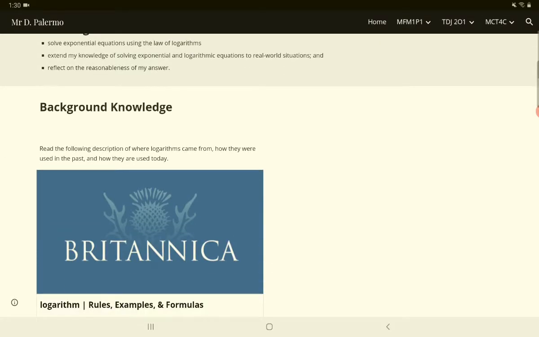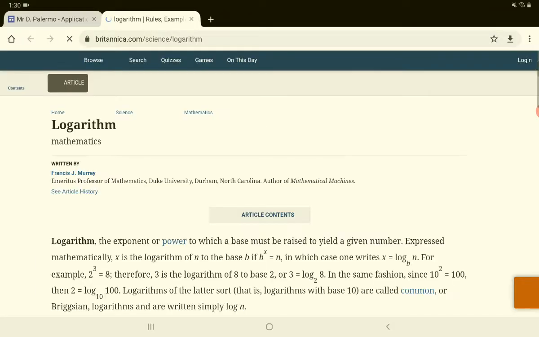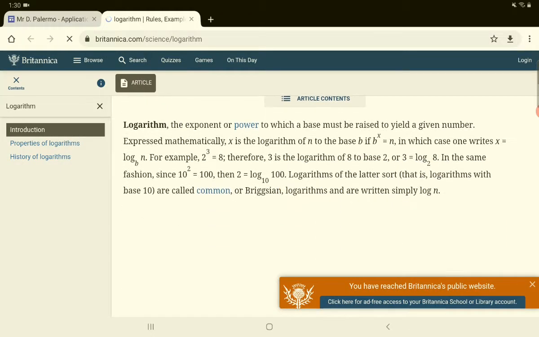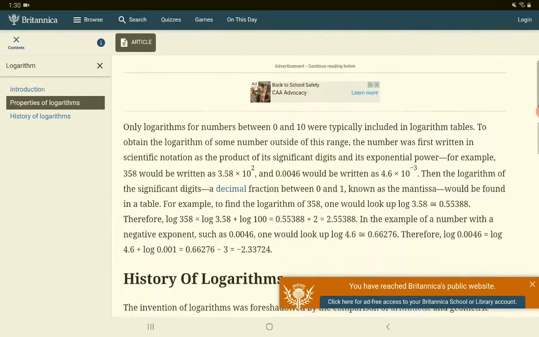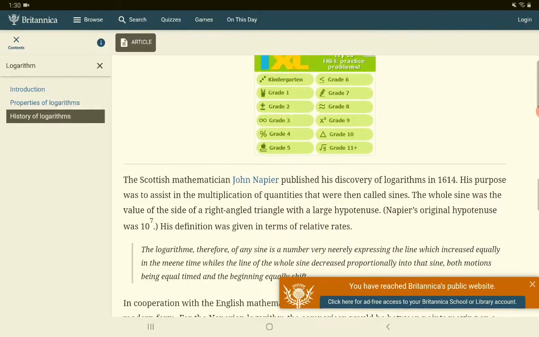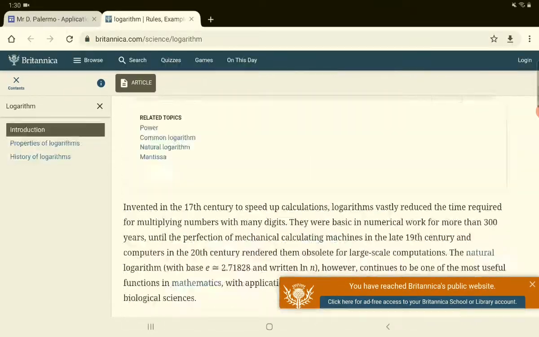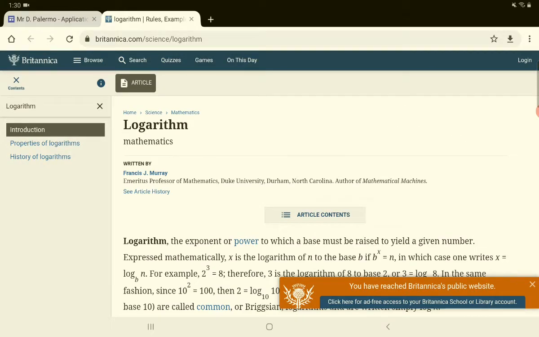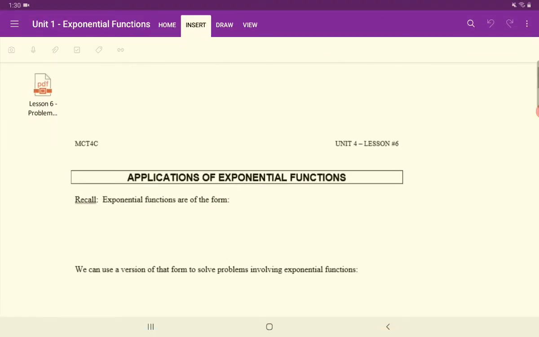So to start, if you did want to receive a deeper history of logarithms, this link here from Britannica will go through a lot more detail than what I provided in terms of the history and exactly how it was developed and what happened and all that information. So if you wanted to look at that, you can certainly do so. Okay, but I am going to go ahead and begin our lesson.